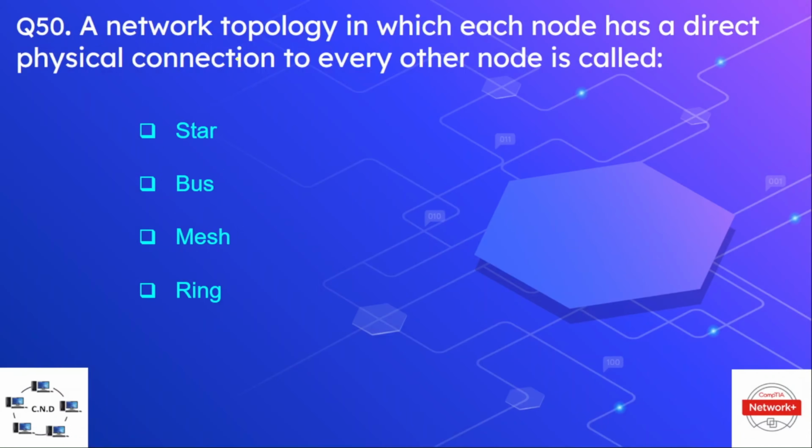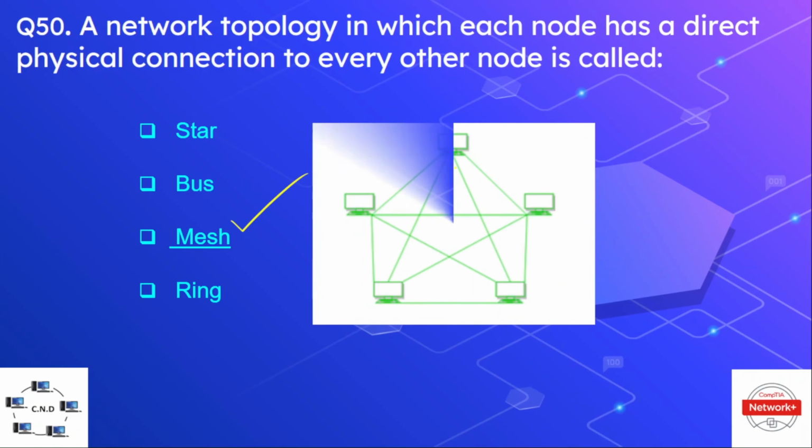Question number 50 is that a network topology in which each node has a direct physical connection to every other node is called, and the options are star, bus, mesh, and ring. And the correct option is mesh. So in mesh topology, every node has connection to every other node, such as in this picture. Here we can see that this node is connected to every other node directly.